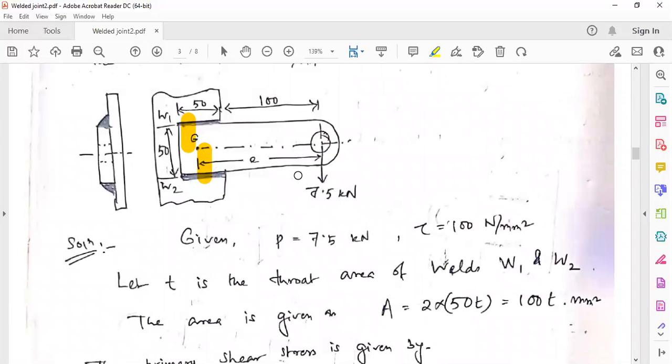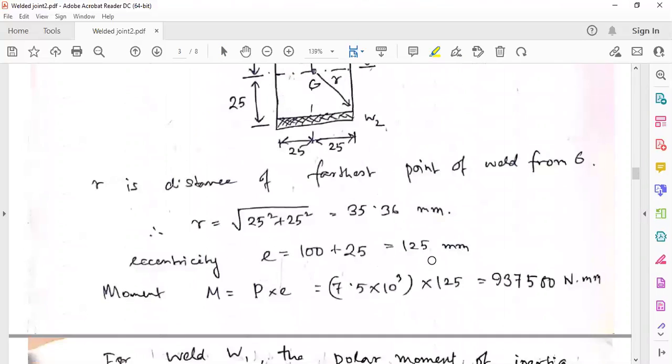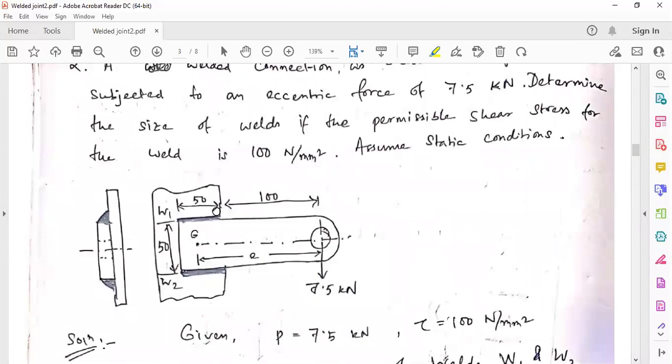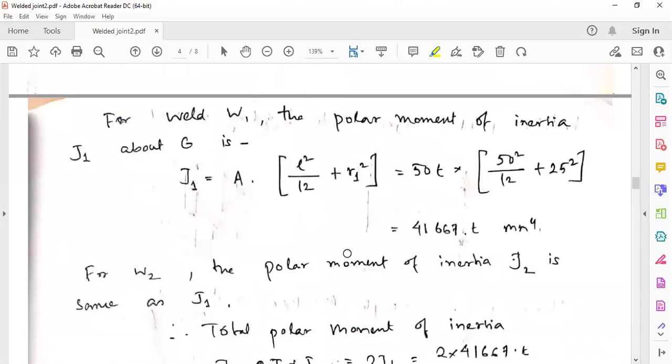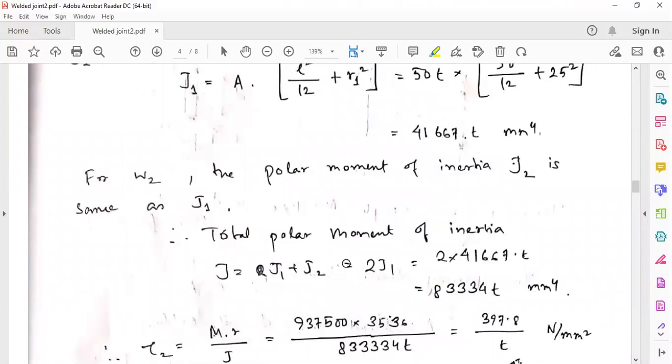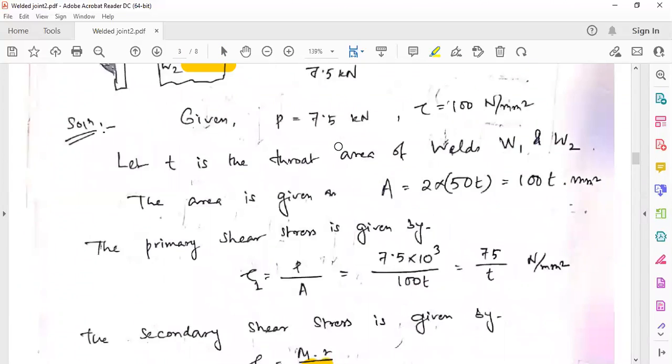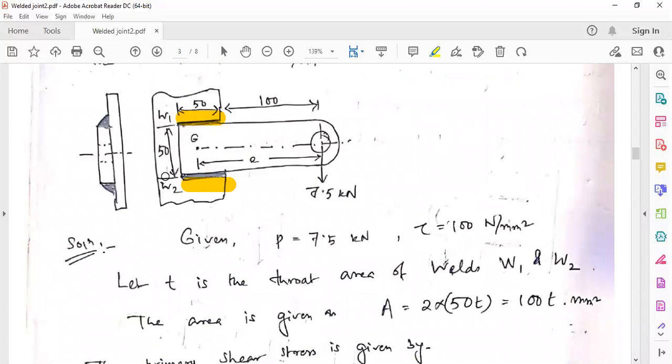Okay, for each welding, right now I'll not be able to show it in the online class, but the thing is this part rotates about G, and just think that a polar moment of inertia will be there for each weld. W1 is the first weld, W2 is the second weld. For W1 we have polar moment of inertia J1. For W2 also we'll have polar moment of inertia J2, and since their lengths are the same, they will have the same moment of inertia, and the distance from G is also the same.